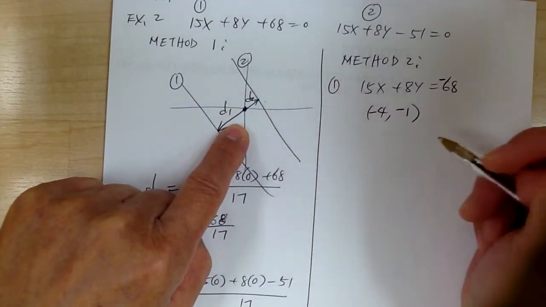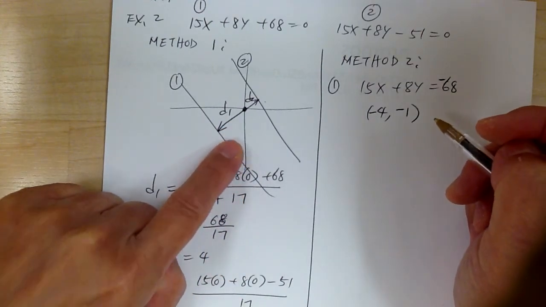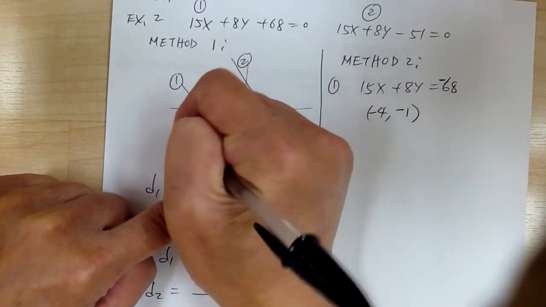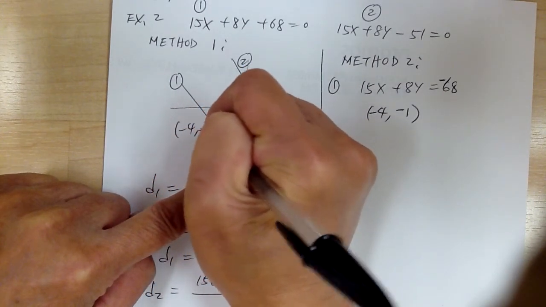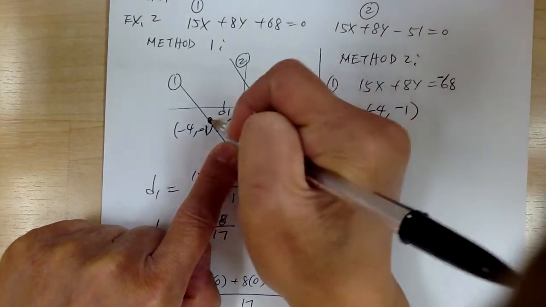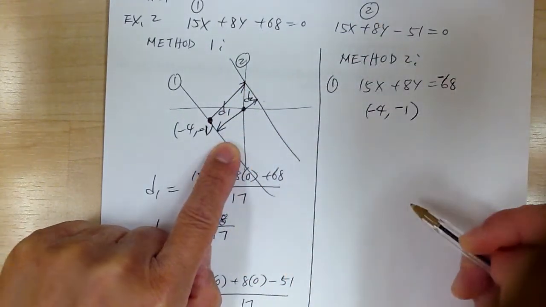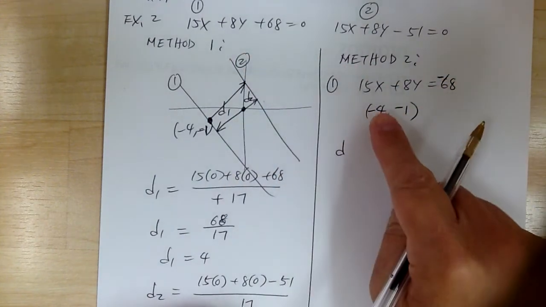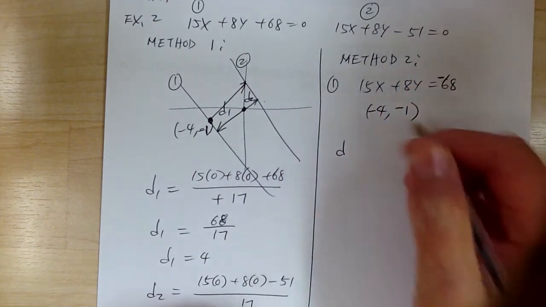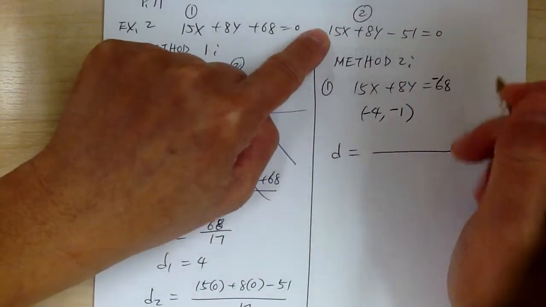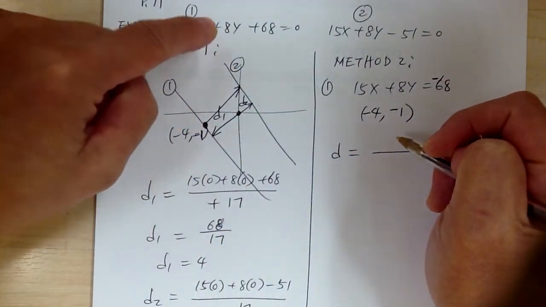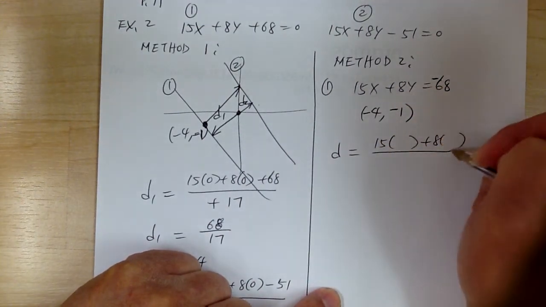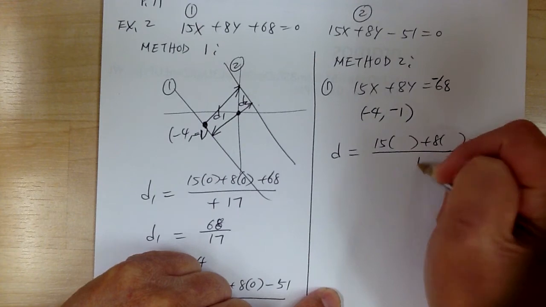This picture is not as accurate, but it's fairly close. It's almost like over here, that's your negative 4, negative 1. Now you can use this point to find the distance over here. So the second method is to find a point on one of the lines and use that point to find the distance to the other line. You have to use this equation here: 15 blank plus 8 blank minus 51 over 17.